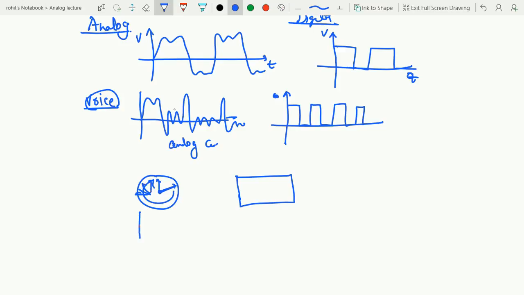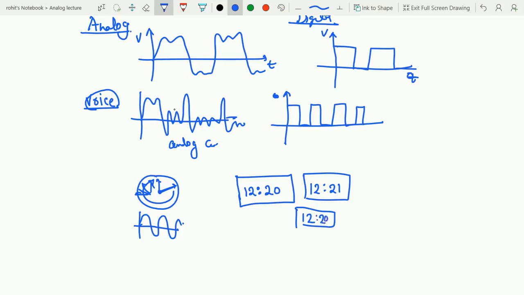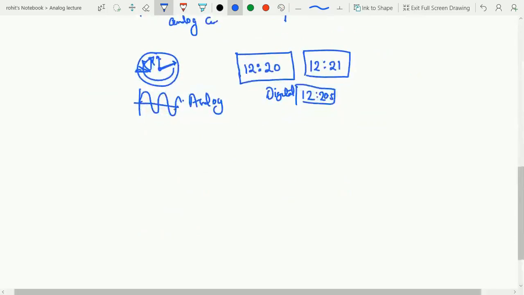So this is continuous, while in a digital clock, let's say the time is 12:20, then after 1 minute it will show 12:21. It will not show 12:20.5 like this. So this is a digital signal and that is an analog signal. Hope you understand the difference between analog and digital signals.